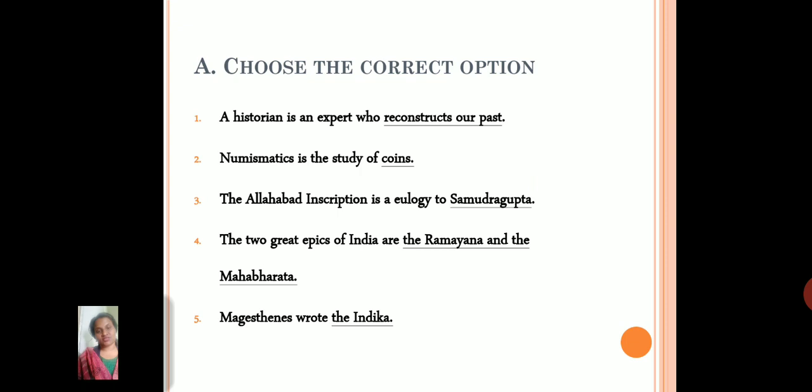The fifth, choose the correct option. The statement is Megasthenes wrote the blank. Your options in the textbook are the Arthashastra, the Indica, the Jataka, and the Abhijana Shakuntalam. Alright, so the answer is Megasthenes wrote the Indica.